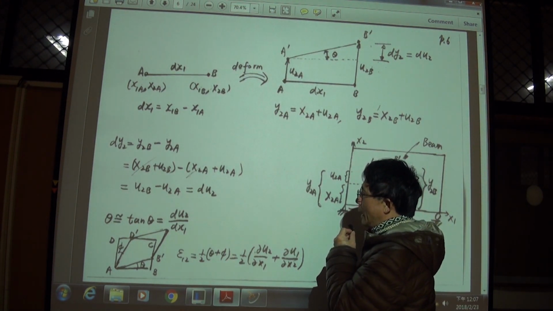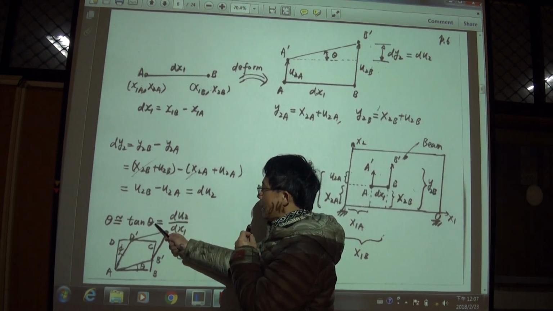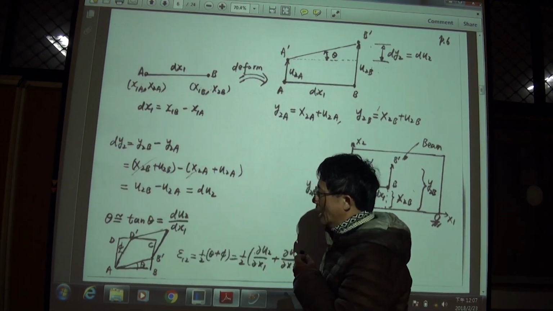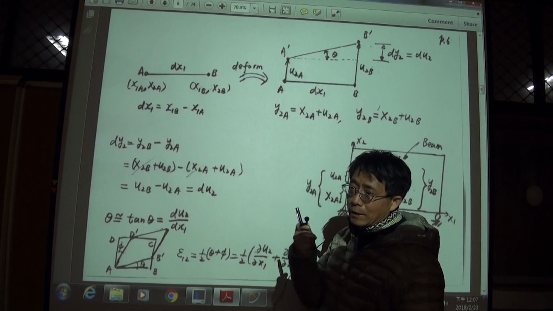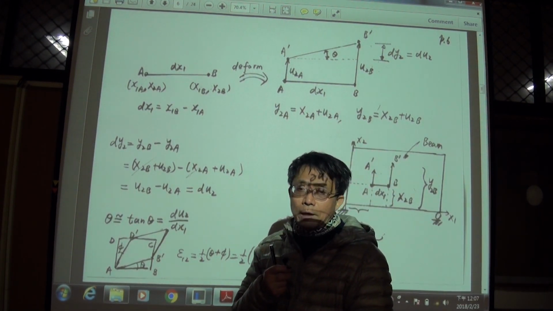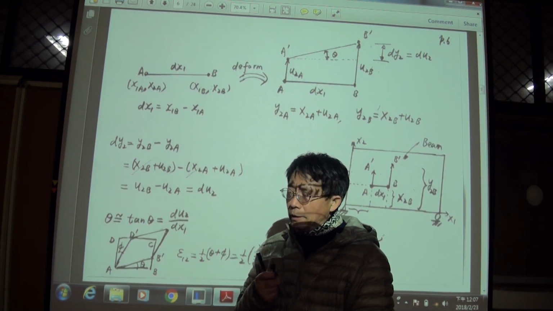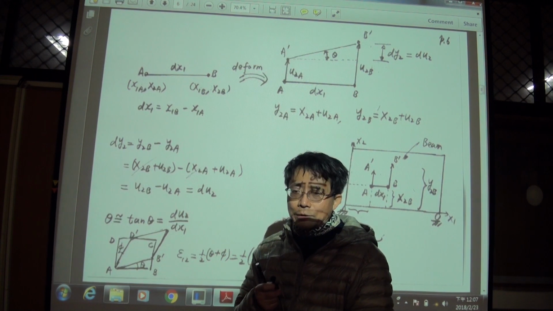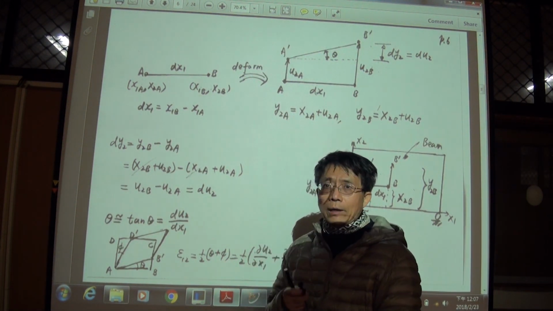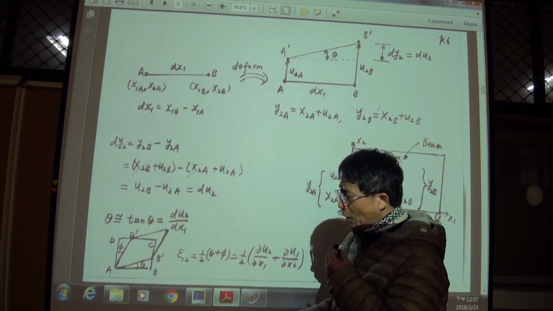We have the relation here, tangent theta, but theta is very small, so we can approximate tangent theta by theta. Why is theta very small? Because in the classical theory of elasticity of beam or column, we usually assume that the deformations are very small, so the shear strain will not be very large. So in this way, theta is very small.